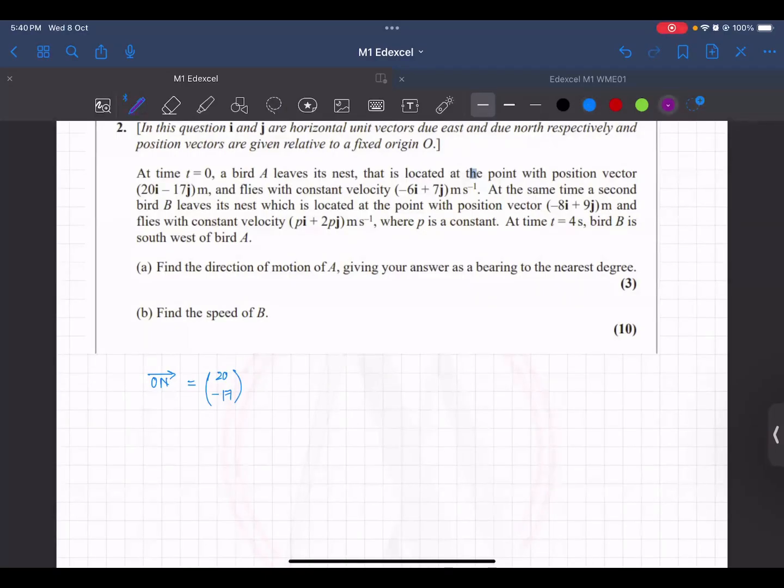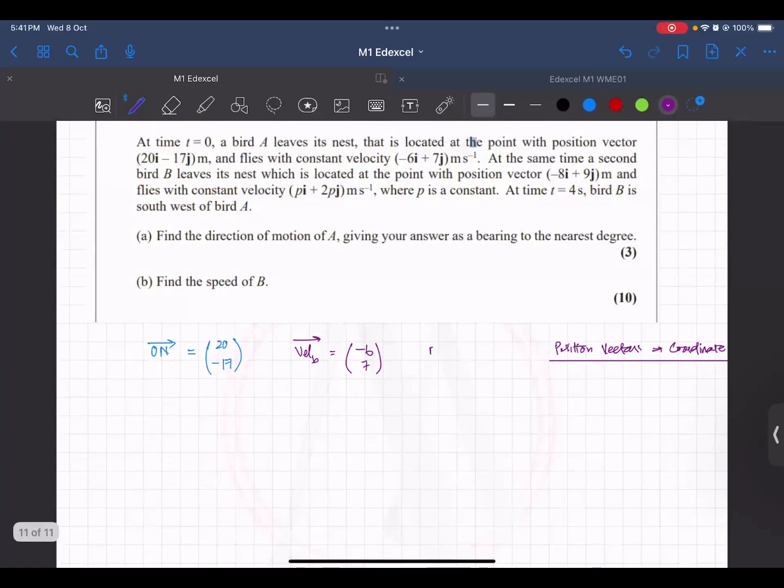One more thing that may be helpful: position vectors can also be the coordinates. The position vector is equal to the coordinate of that point, because the coordinate is connected relative to the origin. Whatever the coordinate is, (5, 6) or (10, 4), it is from the origin, and a position vector is also from the origin. So if you have a coordinate, you can write it as a position vector, or if you have a position vector, you can write it as a coordinate. Both mean the same thing. So you have ON, the position vector of the nest relative to the origin, and now this bird left its nest, and the velocity vector of the bird is (-6, 7).